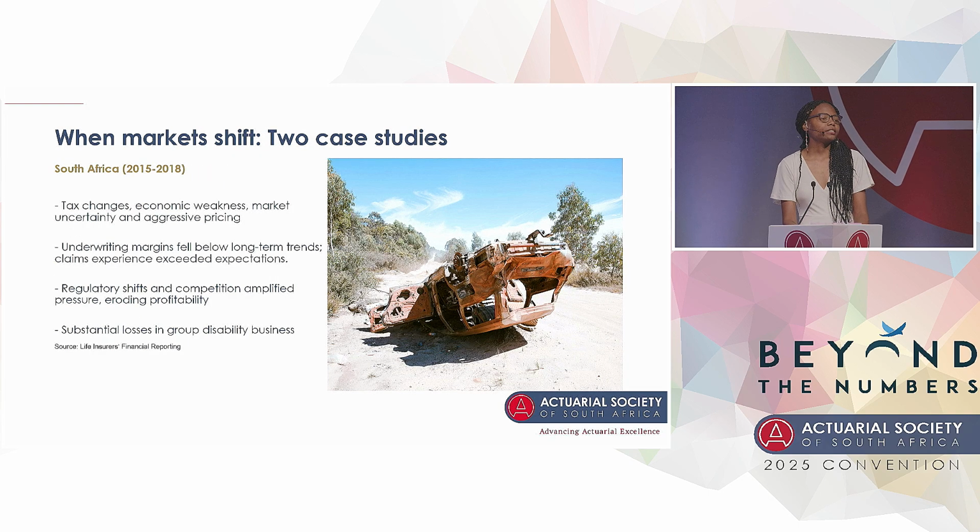In South Africa, during 2015 to 2018, economic weakness, aggressive competitive pricing, and tax changes all came together to change the landscape. Many insurers reported substantial losses, particularly in group disability income, where underwriting margins fell below long-term trends and adverse claims experience persisted.